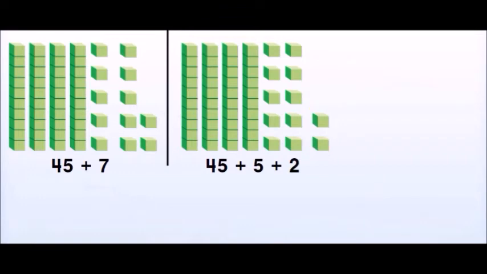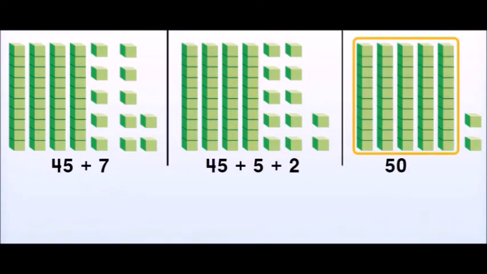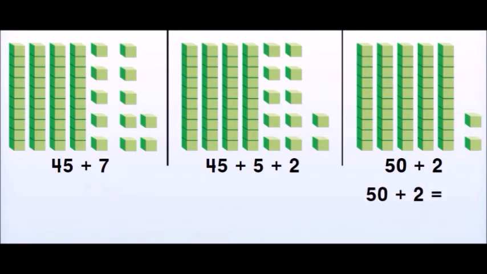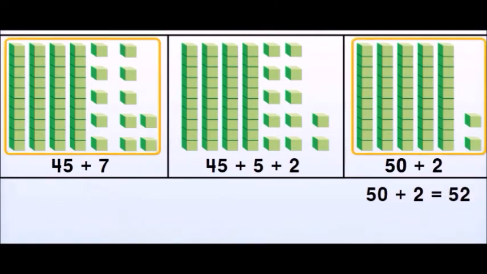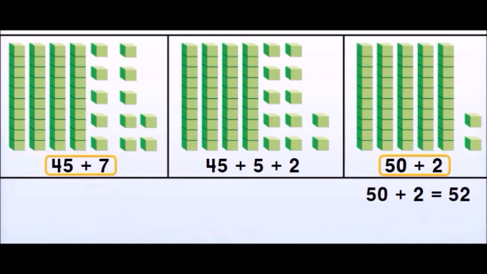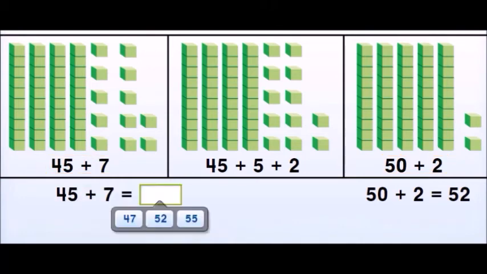Now add the 5 ones from 45 with the 5 ones from 7. The model now will show 5 tens and 2 ones. What is the sum of 50 and 2? It's 52. These models show the same amount. That means 45 plus 7 has the same sum as 50 plus 2. So what is 45 plus 7? It's 52.